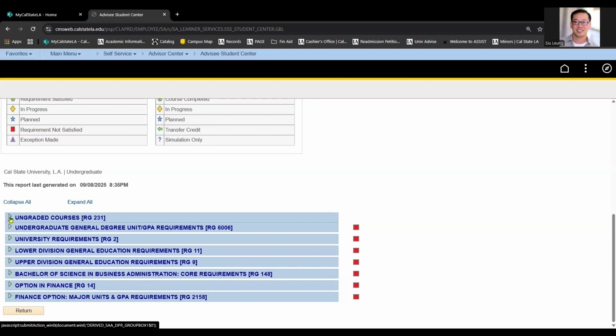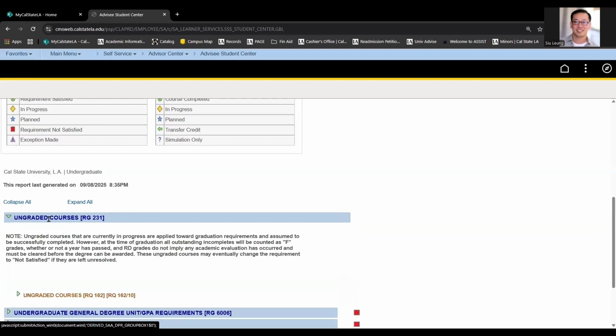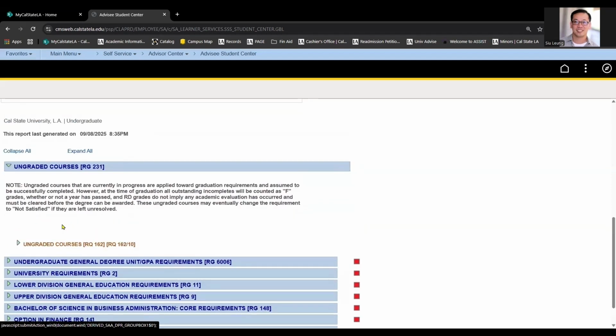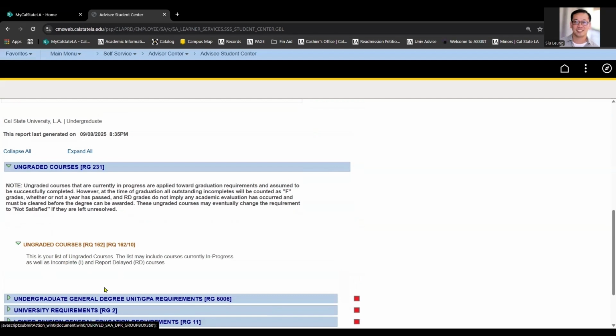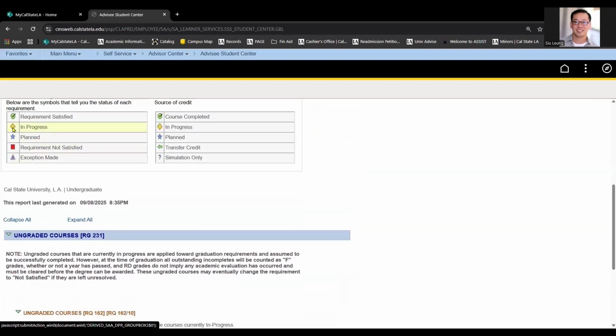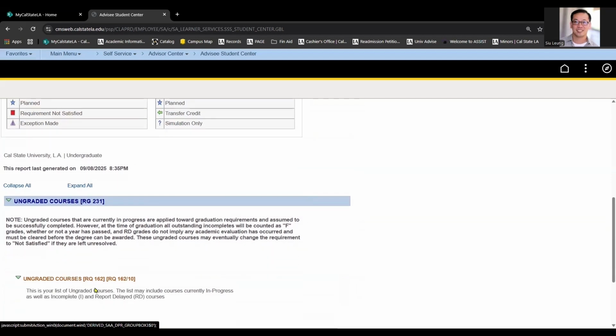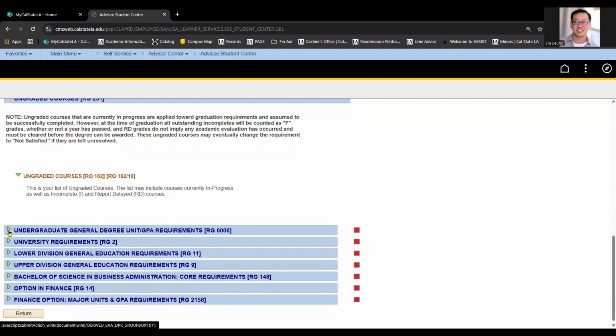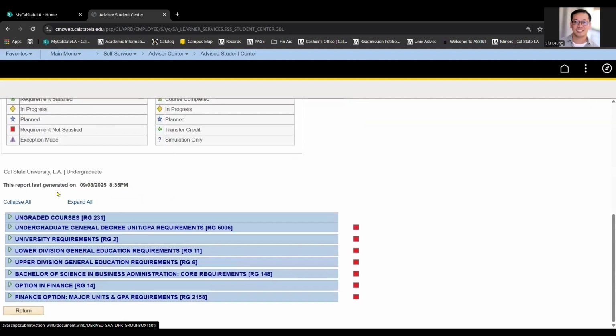So I'm going to just discuss the categories from the top down. So here you have ungraded courses. So if you are enrolled in classes for fall, of course, they're not graded yet. So you'll see those classes in here under the ungraded, and I'm going to go back up here, you'll see it with that little diamond next to it because that course is in progress. So if you are enrolled in fall courses for this semester, you're going to see your courses here, and you're going to see that little diamond, meaning that it's in progress. So that's pretty straightforward.